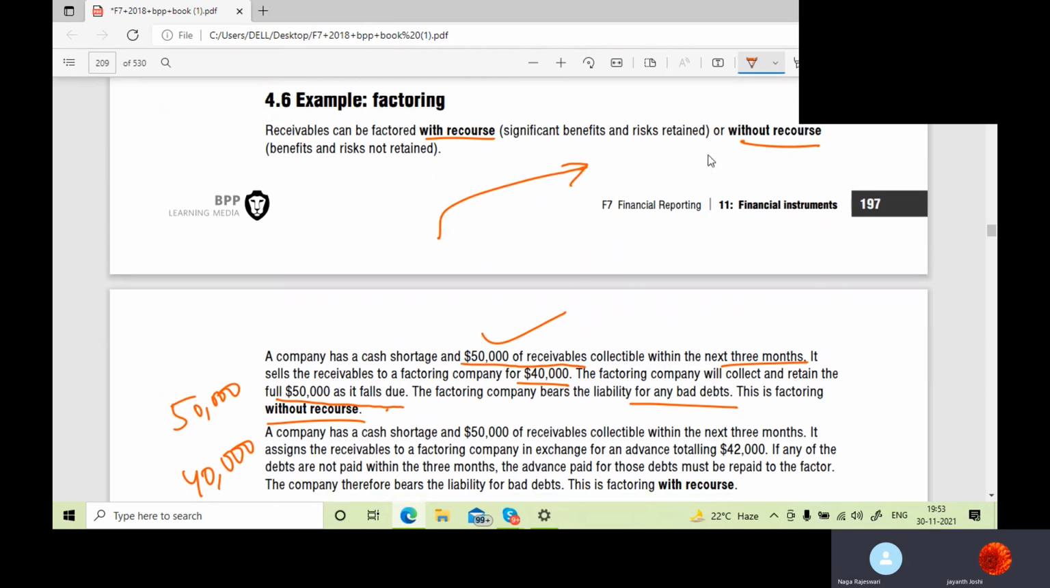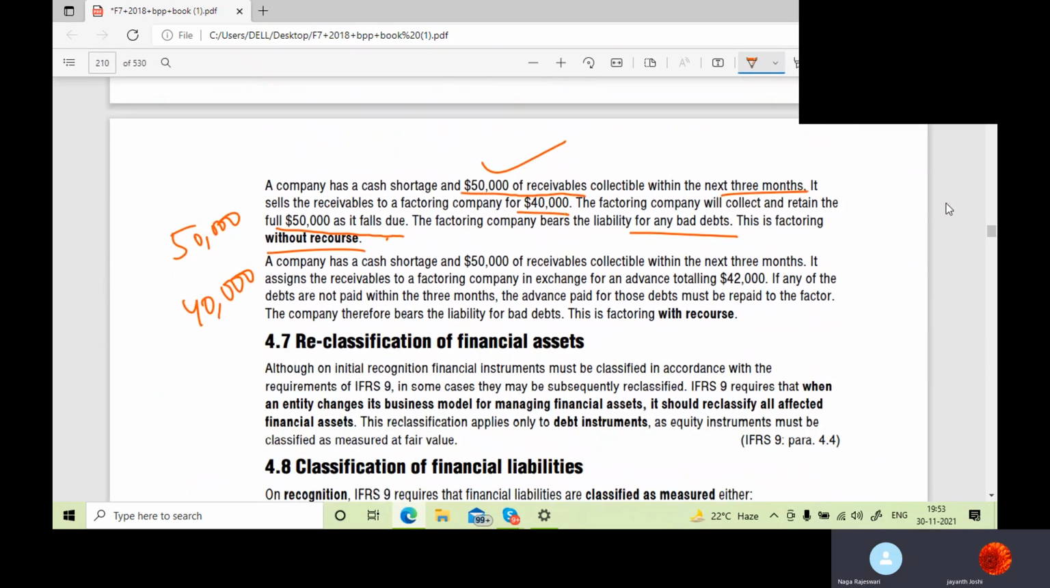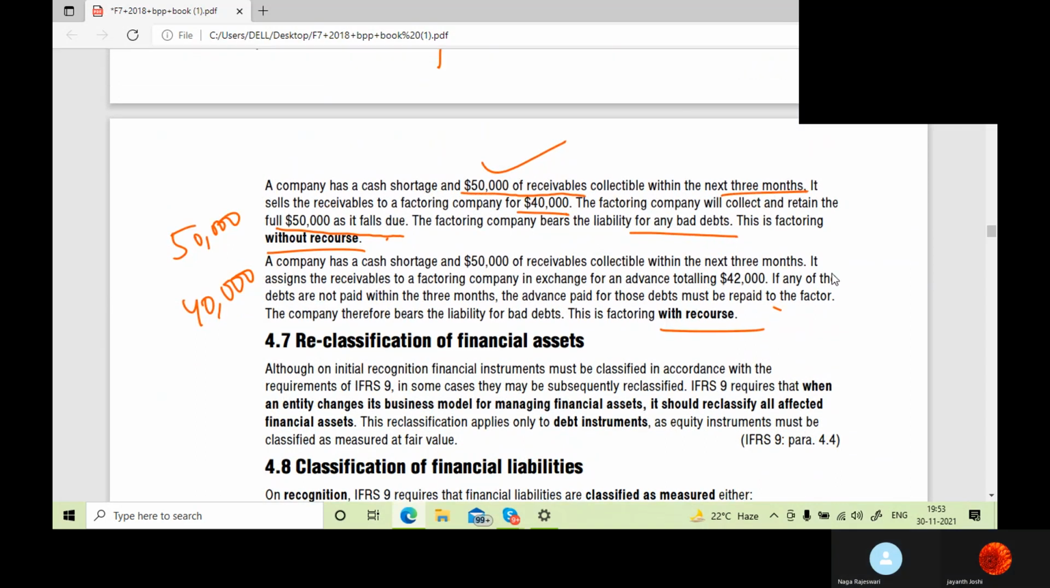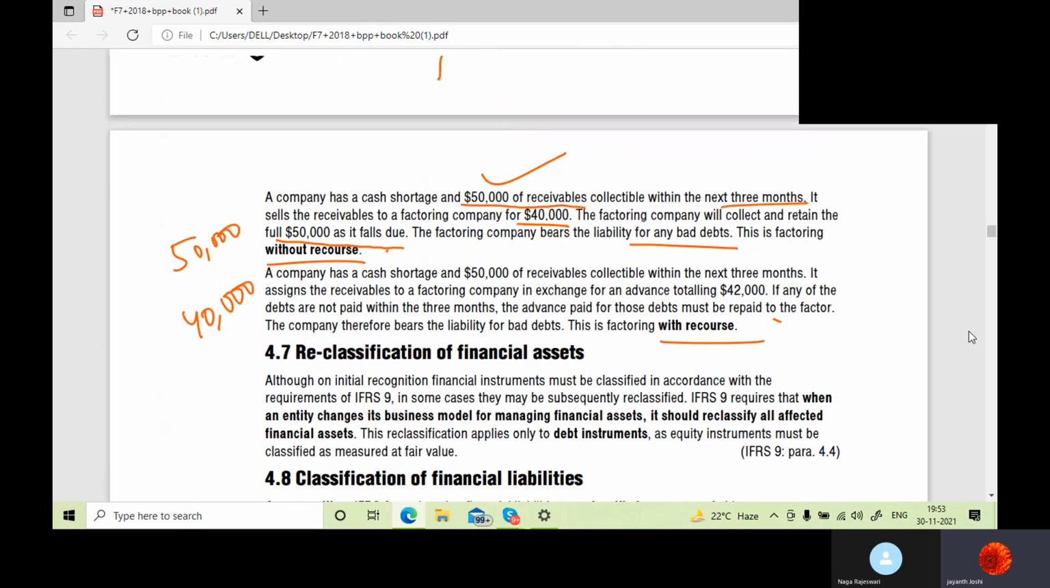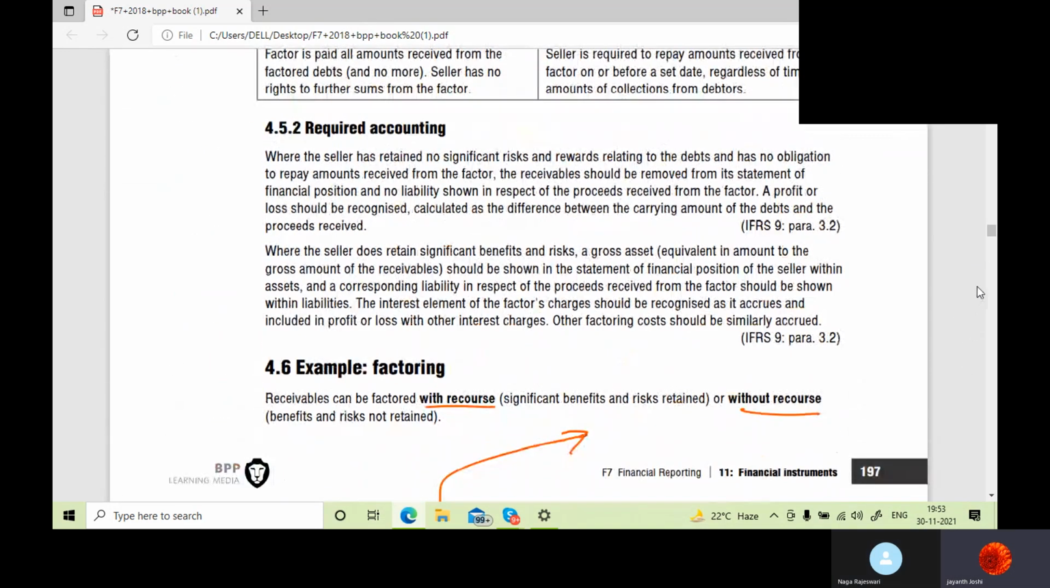So in without recourse, who will take care? For the factoring company, you should take care. That's it. Done, Rajeshwari. This chapter is done.